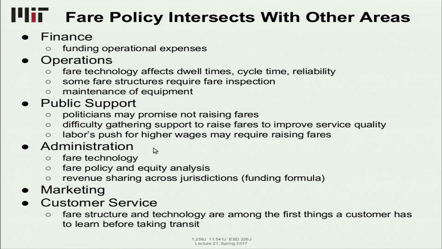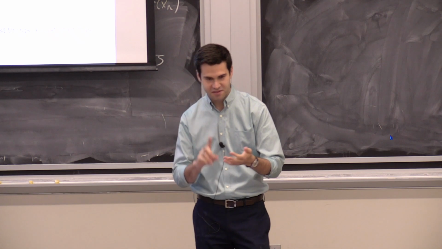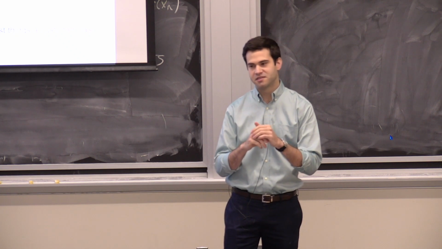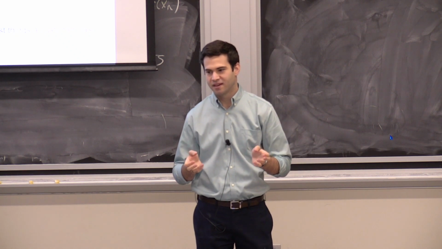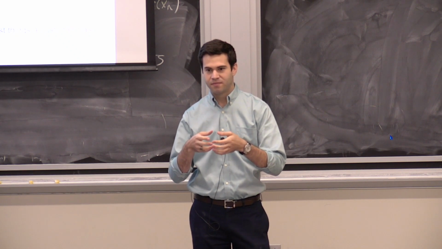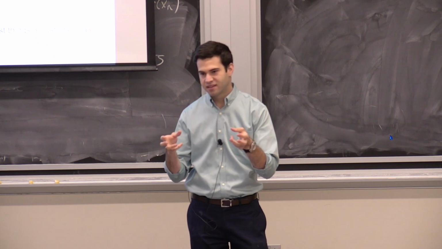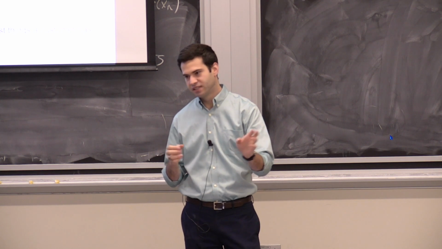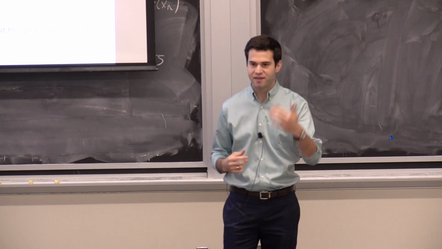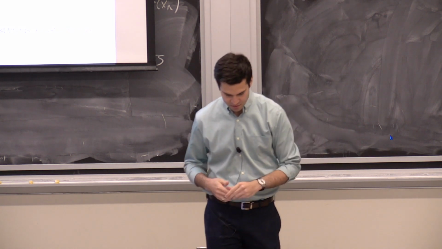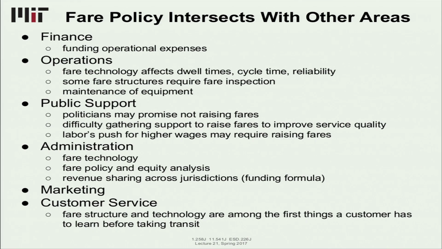Administration. So fare technology, fare policy and equity analysis. If you're considering any change to technology or policy or structure, you have to analyze the socioeconomic aspects of it. And you have to prove that you're not discriminating against any one group, even unintentionally. So disproportionately affecting a disadvantaged community, either by race or income. So that's called Title VI in the US.